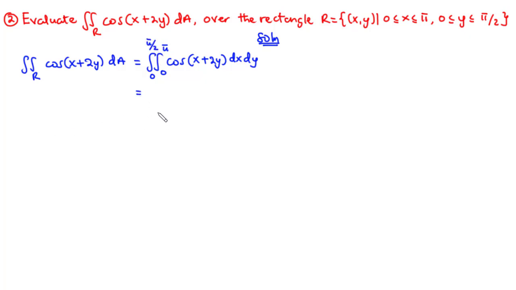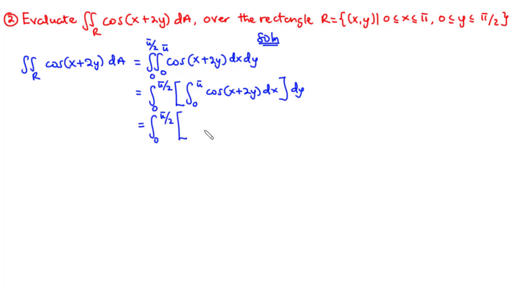Now let's try to work this out. So we are going to express this as the integral from 0 to pi on 2, and then inside we have the integral from 0 to pi of the function cos(x + 2y) dx multiplying dy. So we are going to perform the operation on x. We are going to integrate this function with respect to x. So we have the integral from 0 to pi on 2, and then on the inside we want to integrate this function with respect to x.